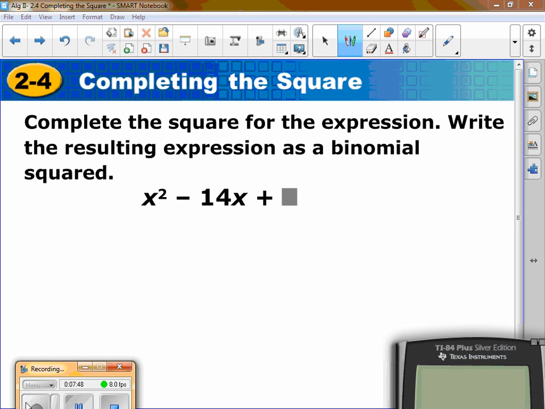Some people see these and they can instantly tell me what the end number is. That's fine. But we're going to complete the square. I'm going to go through the entire process again. I have x squared minus 14x plus something. I want to find out what that something on the end would be, and then find out what would be factored.